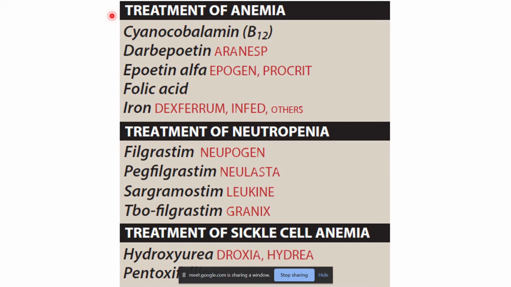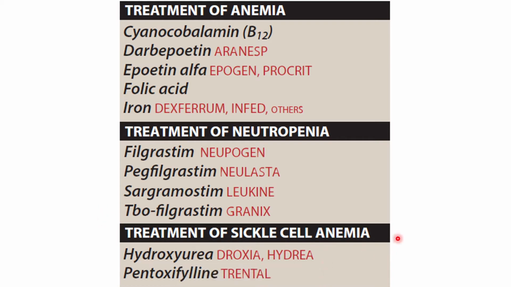So then there are also drugs for the treatment of neutropenia that include the filgrastim and sargramostim, and the polyethylene glycol derivatives of filgrastim, that is pegfilgrastim, and TBO filgrastim, that is long acting.